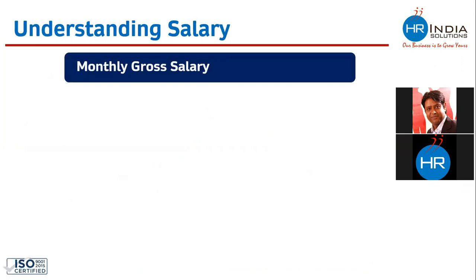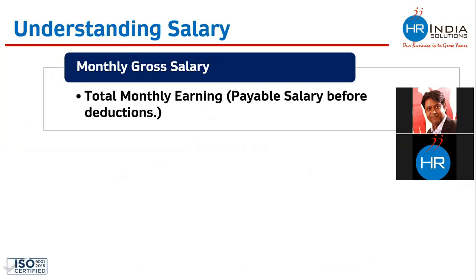So let's first understand what is monthly gross salary. The monthly gross salary is the total monthly earning of an employee. It is also the salary which is payable before any kind of deductions. When I'm saying monthly earning, that is the total earning of the employee from which no deductions have been done yet, right? So the payable salary before any kind of deductions, whether statutory or any other deduction, is known as the monthly gross salary of the employee. This is usually the total monthly earning of the employee.